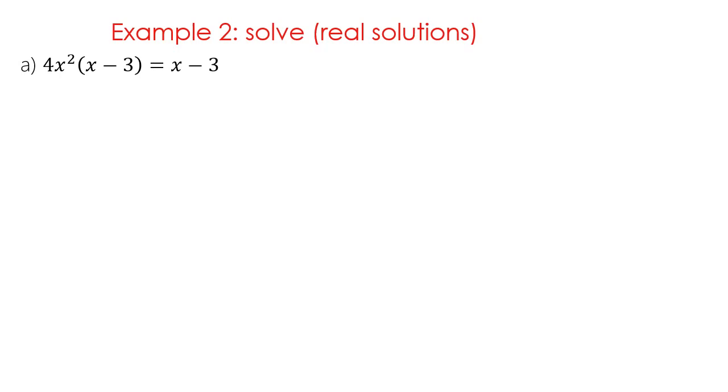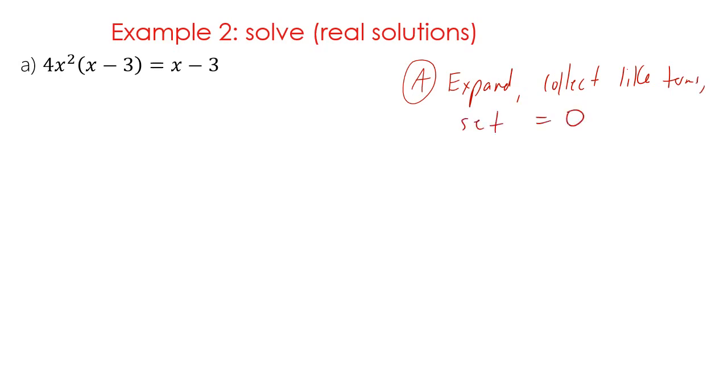So maybe I'll write that. Maybe we'll write A. One possible way is to expand, collect like terms, set it equal to 0, and then factor. Since we're going to end up with a cubic, we're probably going to have to use factor theorem and synthetic division, possibly. So if that's your comfort zone, if that's what your gut feeling is for a test question, do it.